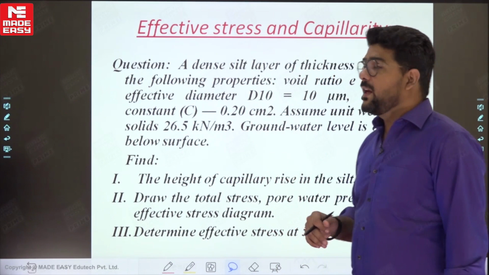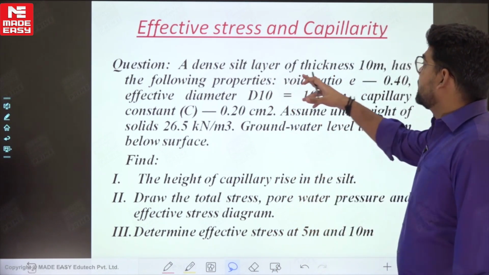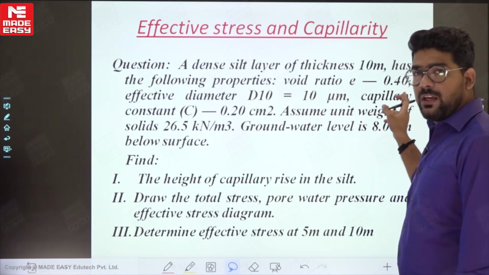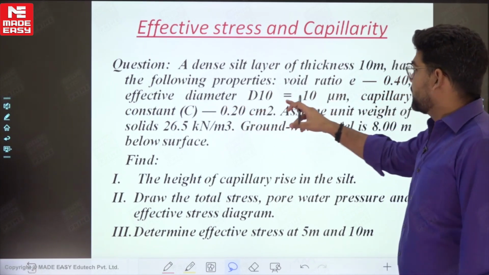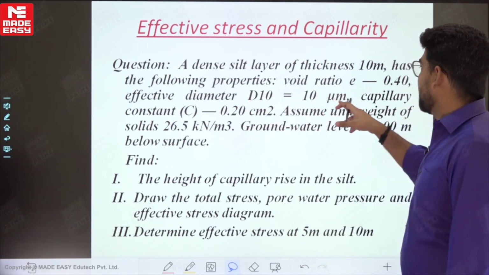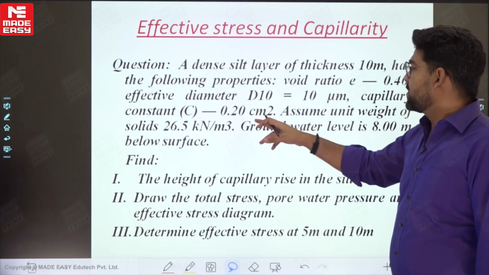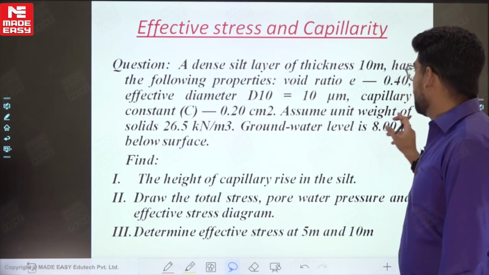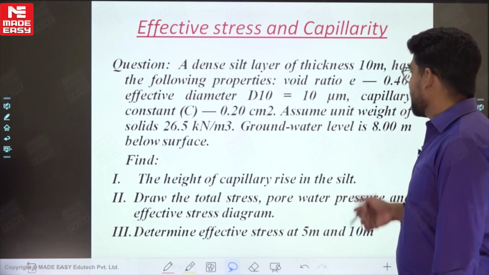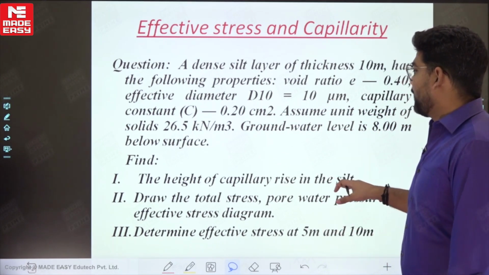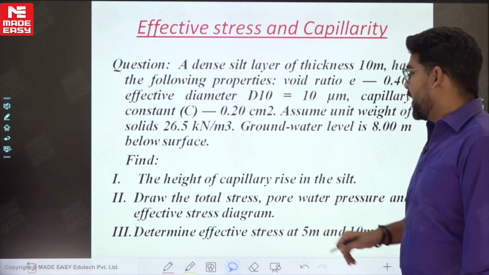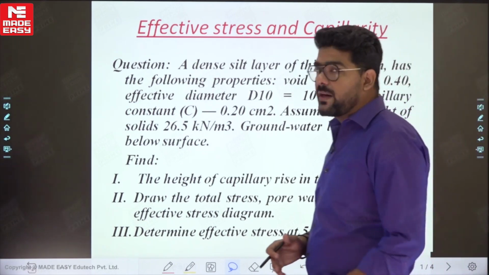Here you can see the question: a dense silt layer of thickness 10 meter has the following properties: void ratio e 0.40, effective diameter D10 is 10 micrometer, capillarity constant 0.2 centimeter square, unit weight of solids 26.5 kilonewton per meter cube, groundwater table is 8 meter below the surface. First, find the height of capillarity, draw the total stress, pore water and effective stress diagram, and determine the effective stress at 5 meter and 10 meter.